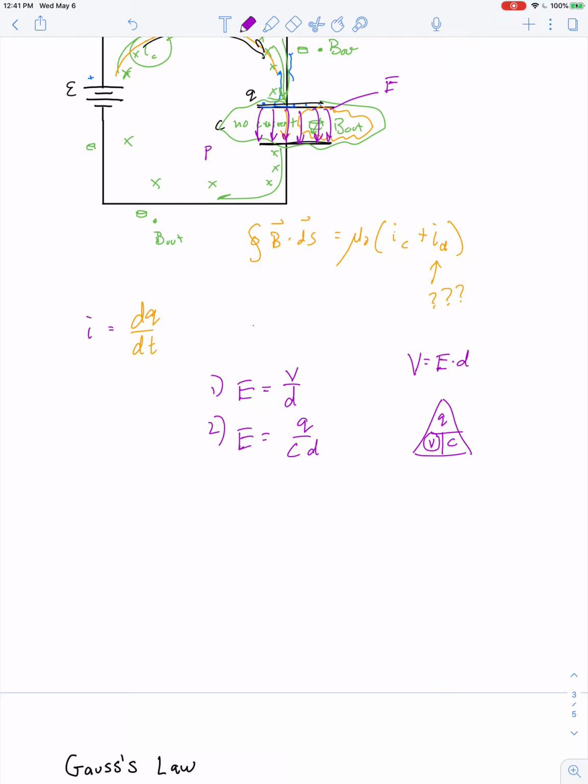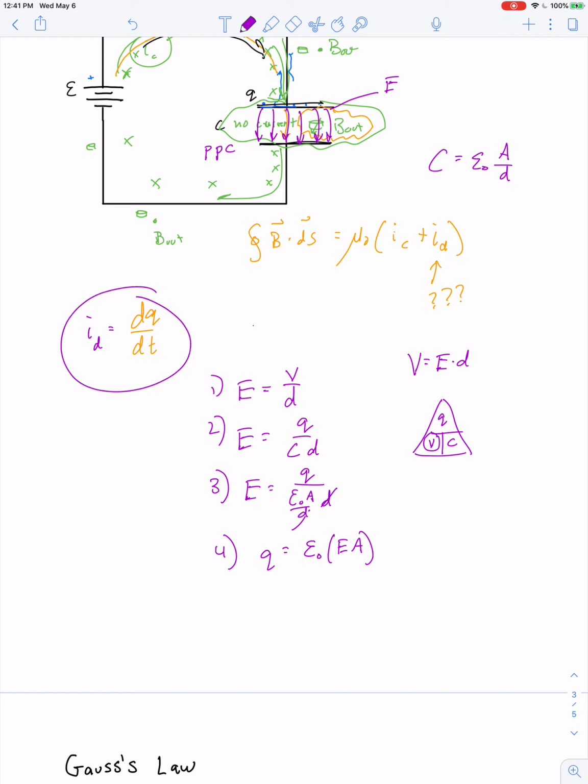In this case, I'm picturing the capacitor as a parallel plate capacitor. So I can replace C with the capacitance of a parallel plate, isn't it epsilon naught A over D? So this becomes E equals Q over epsilon naught A over D times D. The D cancels out. If we cross multiply, we have Q equals epsilon naught times the product of E and A.